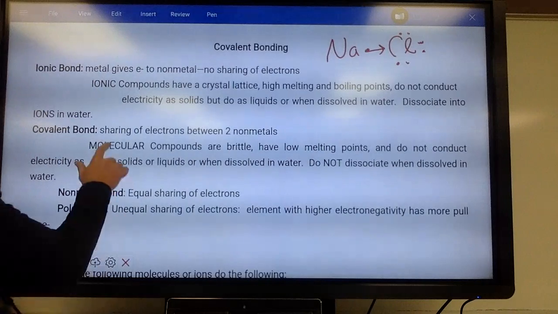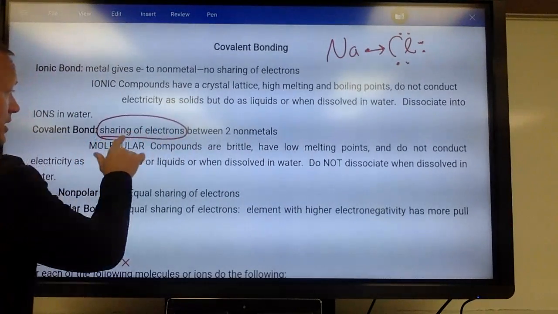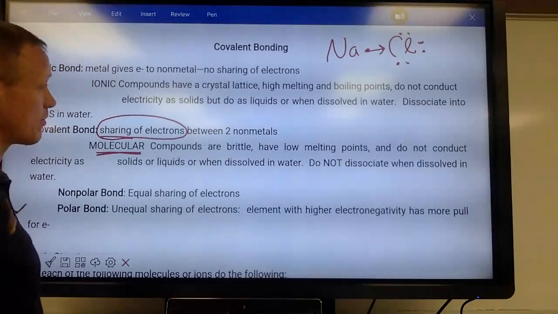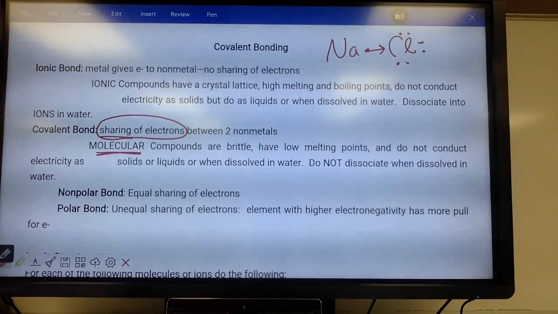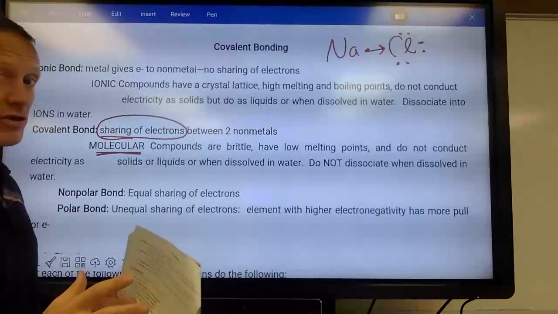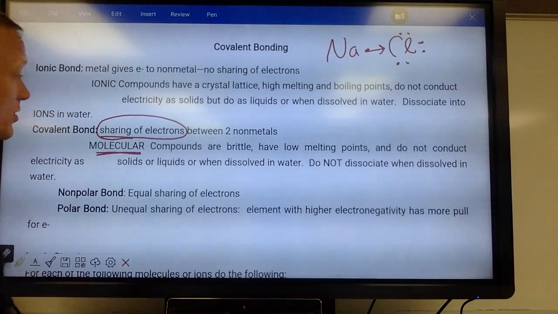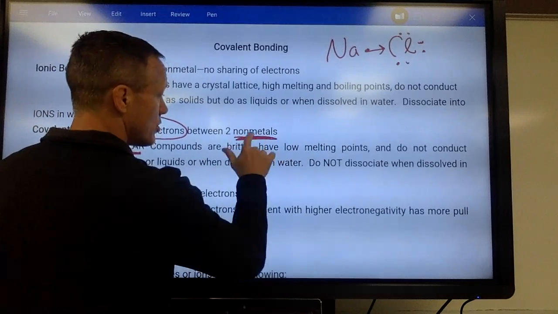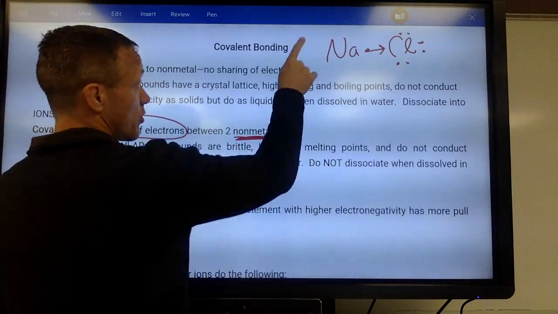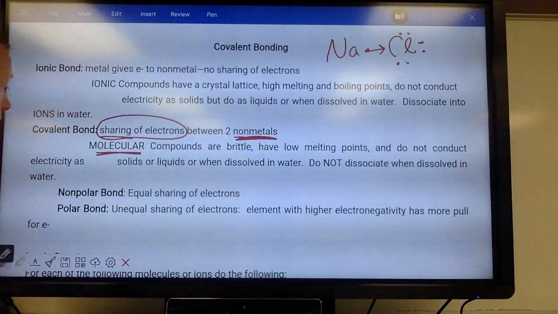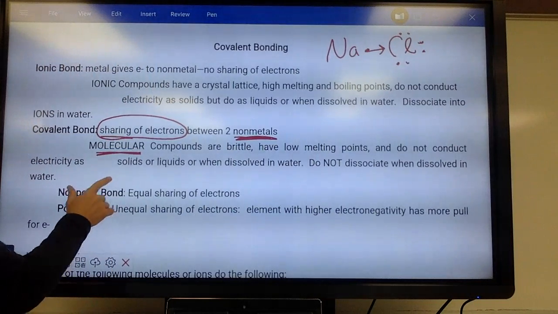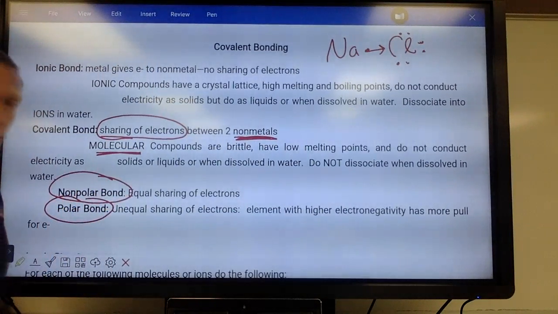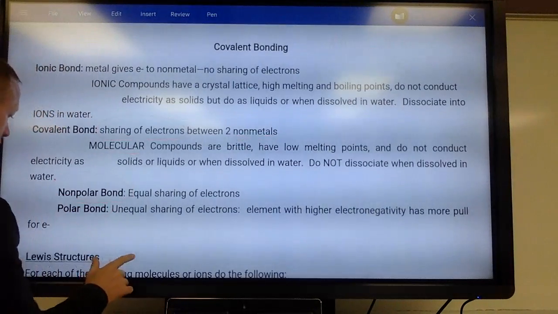Covalent bonds are sharing electrons, and they are called molecular compounds. Remember, they do not dissociate in water. They stay together as molecules, even if they dissolve. It's always 2 nonmetals, whereas up here it's always a metal with a nonmetal. There are 2 types of covalent bonds: you can have a nonpolar bond or a polar bond. We'll talk about those as we go on.